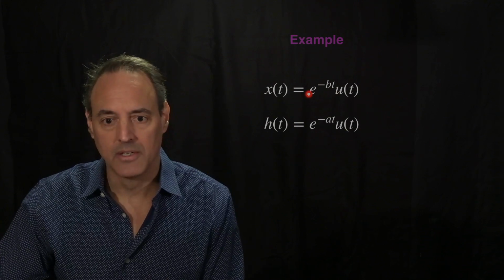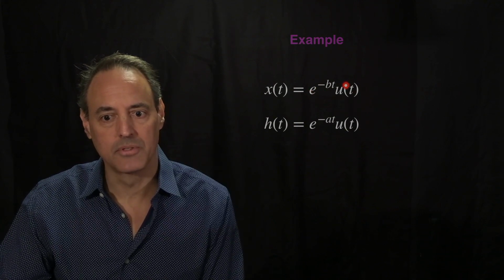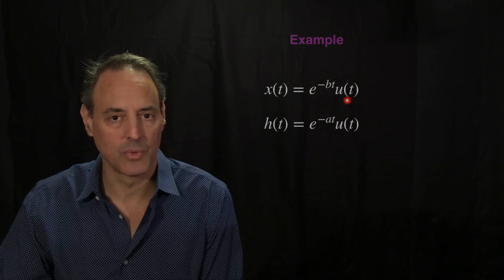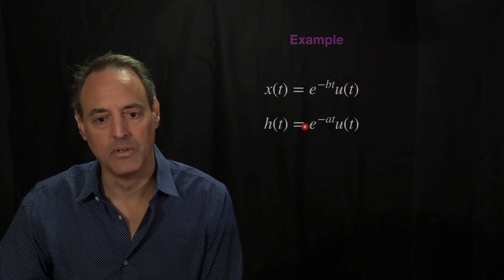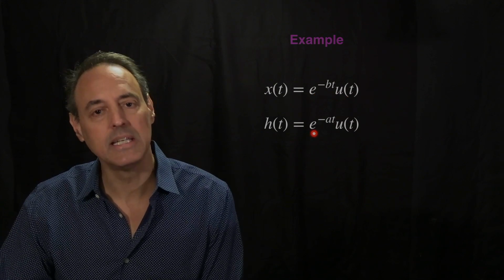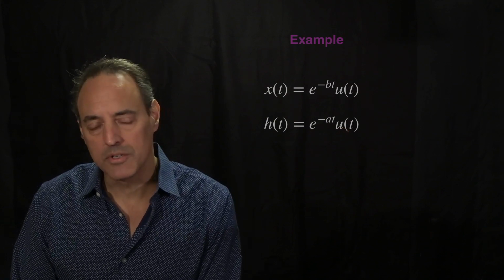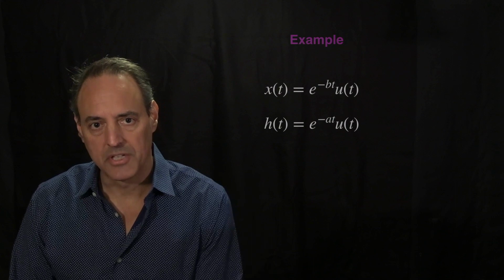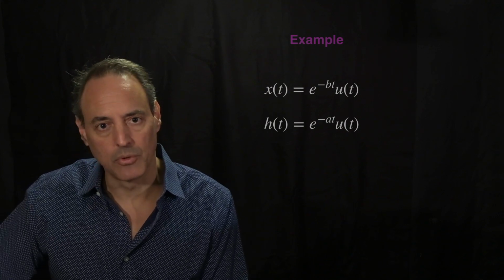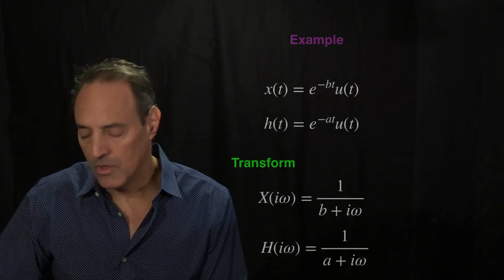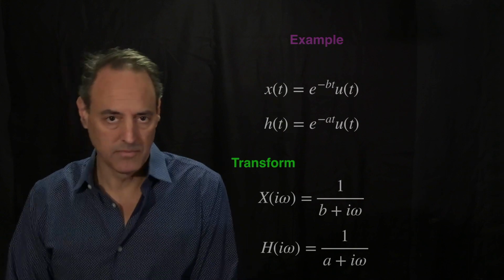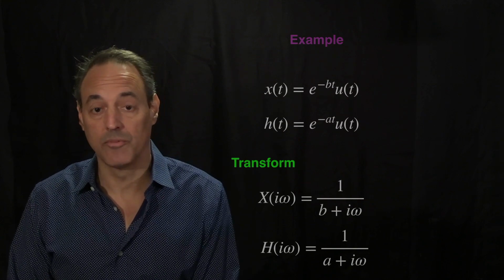It's some exponentially decaying signal times some u of t, so it's on-switch, right? So it comes on at time 0. And let's say my response is e to the minus a t, u of t. So if you wanted to solve this with the LTI solution, you would have to do a convolution between these two.